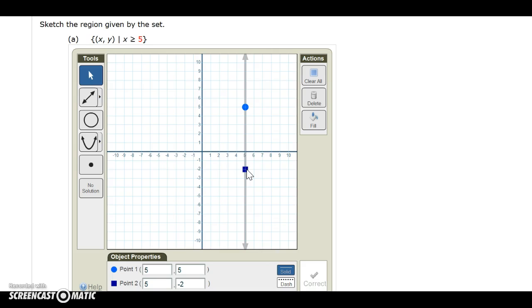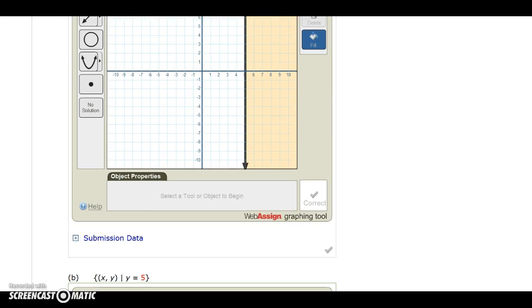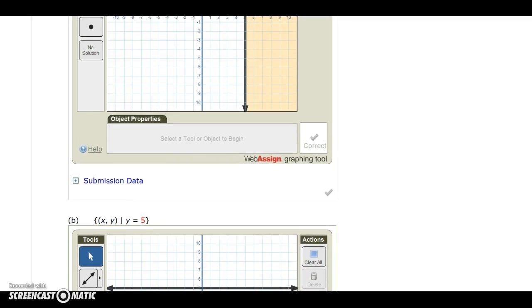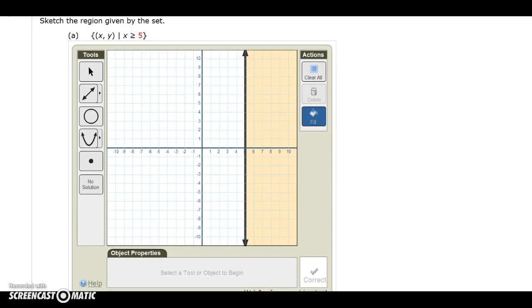Now that's the line portion, but we know it's x greater than or equal to 5. Also, because there's an equal sign, remember I've chosen solid. If there was no equal sign, I would be choosing a dashed line. So I have my vertical line through 5. Now I'm going to fill it to the right because x is greater than or equal to 5. So fill it to the right, and that should be the equation of the line. And that's about it. We can submit that one.